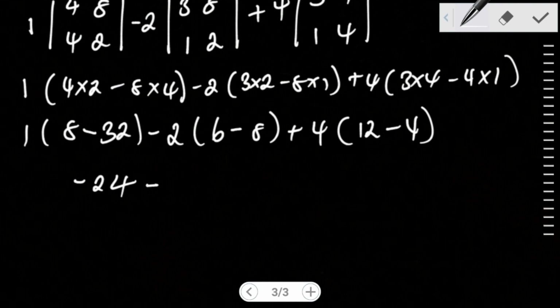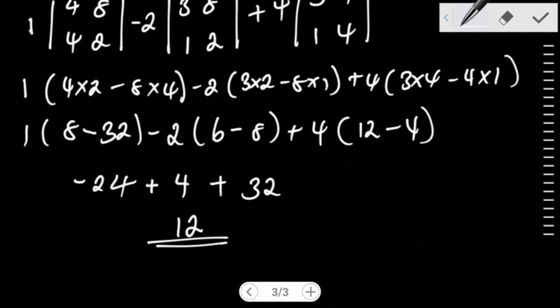Minus, we are going to have 6 minus 8, which is negative 2, so this is going to be positive 4, plus 4 into 8, because 12 minus 4 is 8, then 8 times 4 would be 32. And therefore, if we make the total operation here, we're going to have negative 24 plus 4 plus 32. And so we're going to have 12 as our determinant.